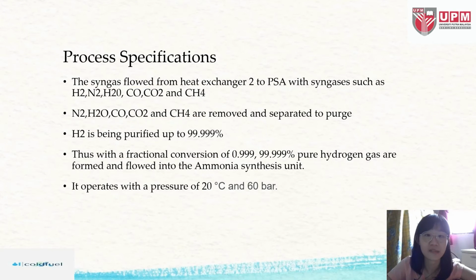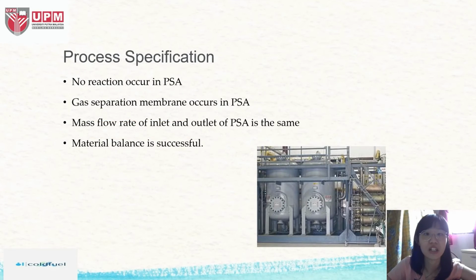Okay, so the process specification is the flow from the heat exchanger to PSA. Then hydrogen is purified and other syngases are removed, such as nitrogen, water, carbon monoxide, carbon dioxide, and methane. It operates at a temperature of 20 degrees Celsius and a pressure of 60 bar. So in PSA, there is no reaction, and gas separation membrane occurs. So the total mass flow rate of inlet equals outlet. So the material balance is successful.